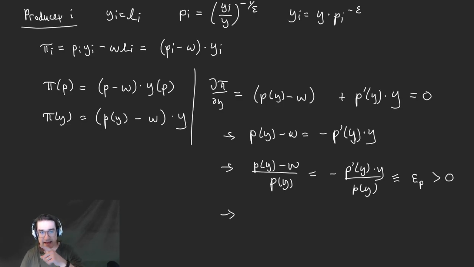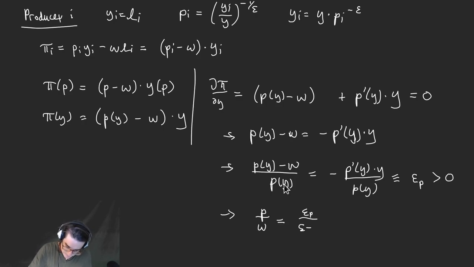But we can get from this equation, this is basically one minus, sorry, this is one minus w over p. So we can actually find p over w just by subtracting one and dividing. Okay, so from here you get basically p over w should be epsilon over epsilon p minus one.